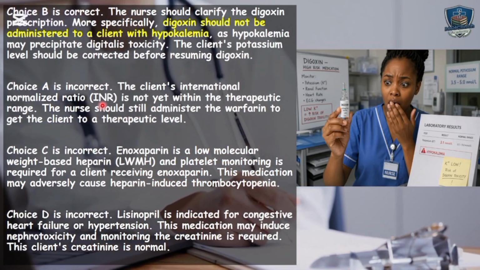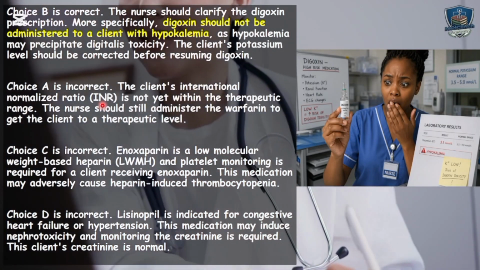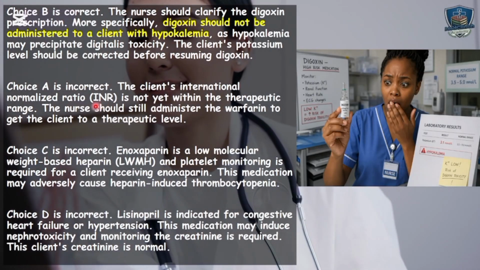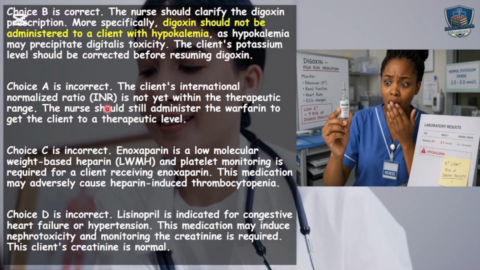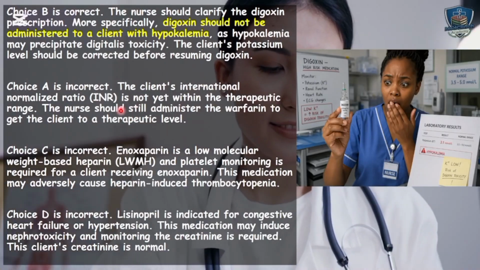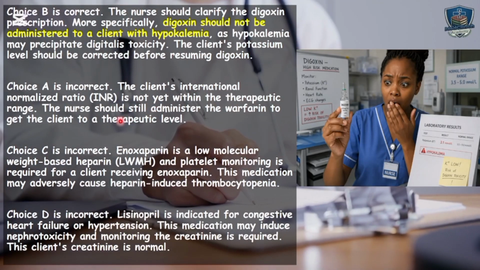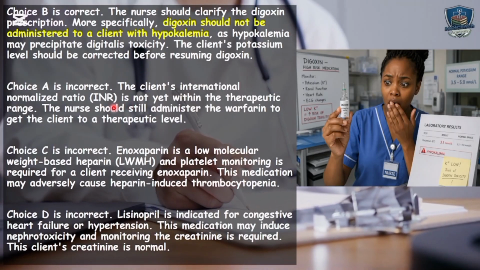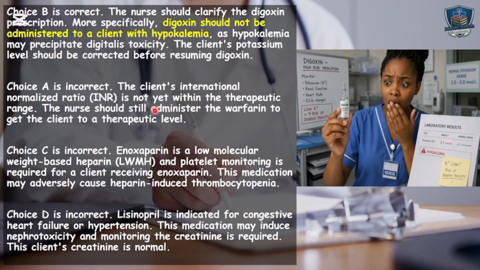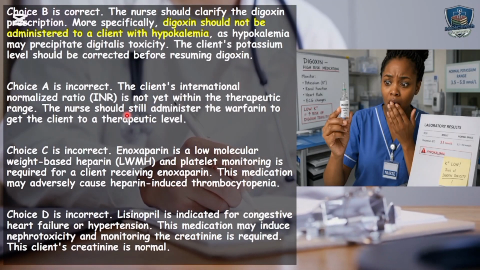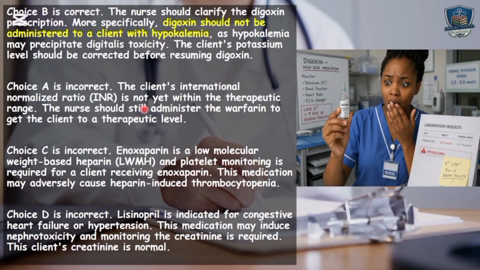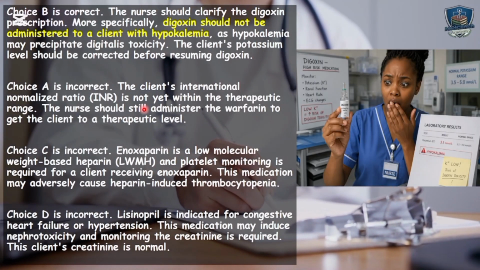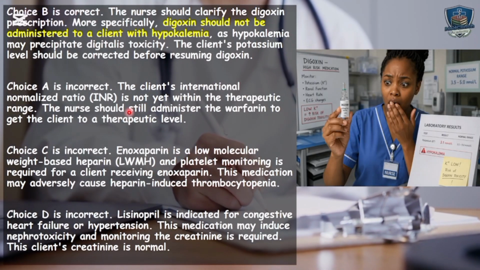Remember, when it comes to INR, the INR may vary depending on the client. For someone who is not taking blood thinners like warfarin, the INR may be about 0.8 to 1.2. But for those clients who are taking warfarin, the target may change, maybe around 2 to 3. In this instance, the client had 1.8, so we may target the range of 2 to 3. So there's nothing wrong in this scenario.